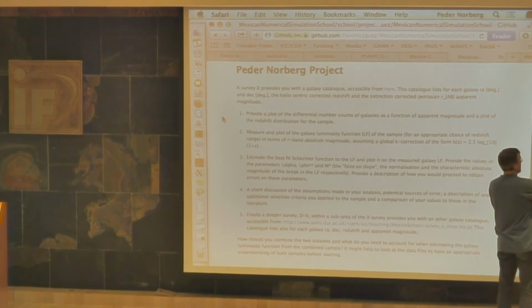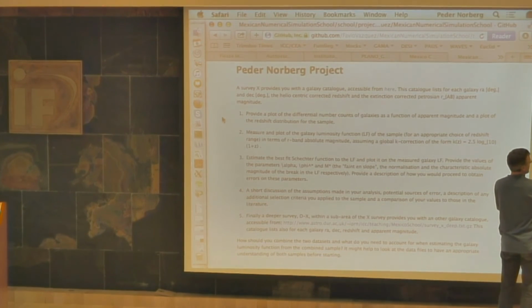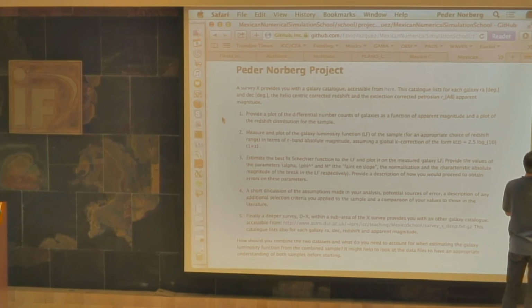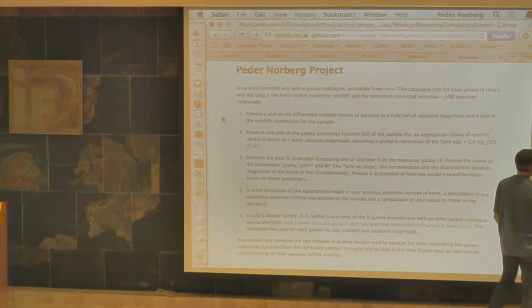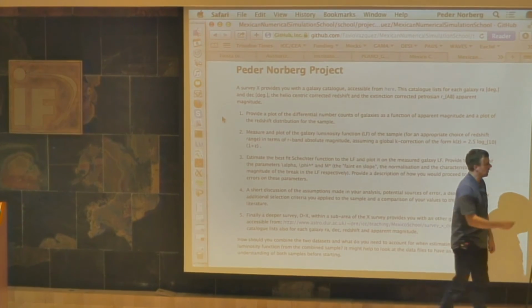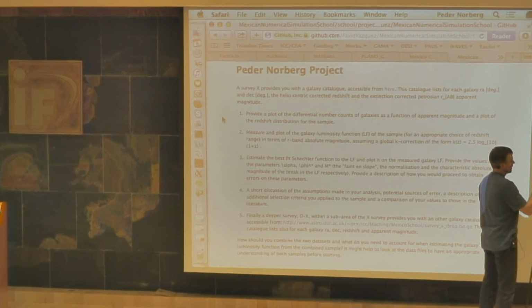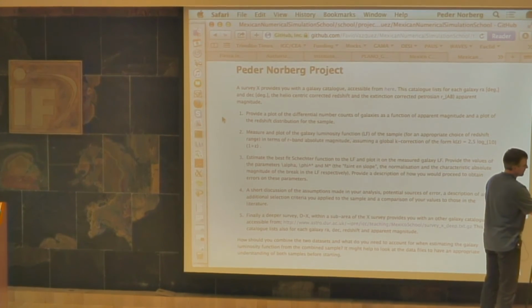You can do absolute magnitude. It is simply the apparent magnitude minus 5 log dL, and then you have a 25 term because you have dL in h inverse megaparsec, and then minus the k-correction. Yeah, so you can actually do absolute magnitude. What the project can do, which would be very useful, is to plot absolute magnitude versus redshift.